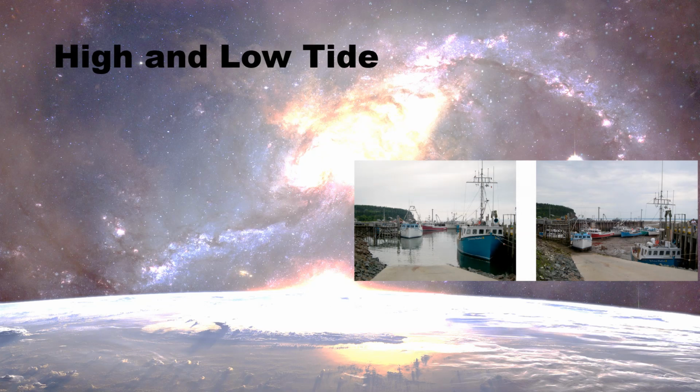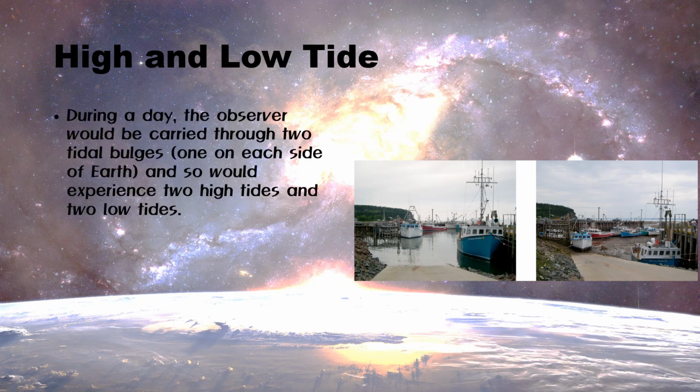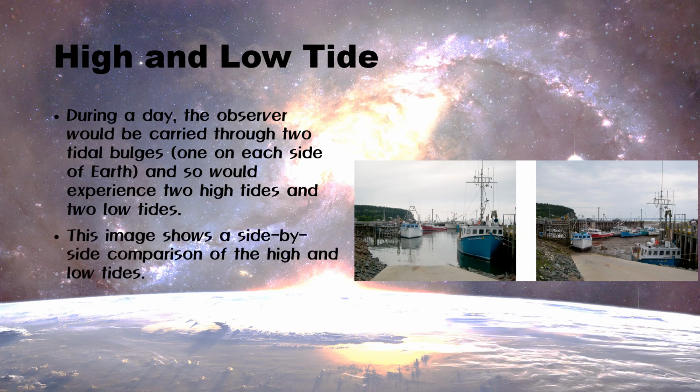Now, that leads to things that anyone who's lived near the ocean is probably familiar with: high tide and low tide. During a day, an observer would be carried through two tidal bulges, one on each side of the Earth, and so would experience two high tides and two low tides. This image here shows a side-by-side comparison of the high and low tides. And you can see, in the high tide, we have much more water in that zone versus when it's low tide, because again, referring to those tidal bulges of how the water is flowing.